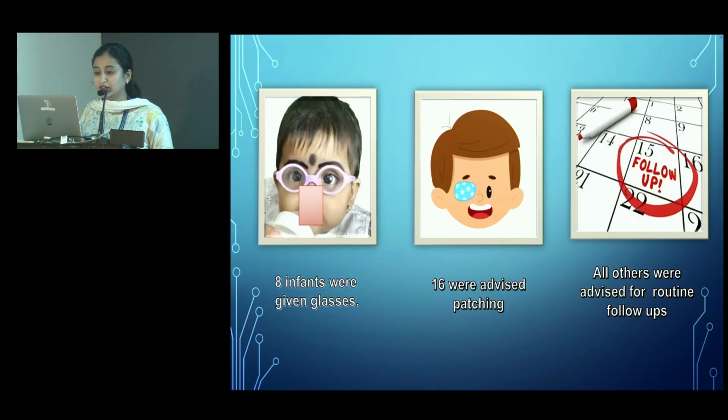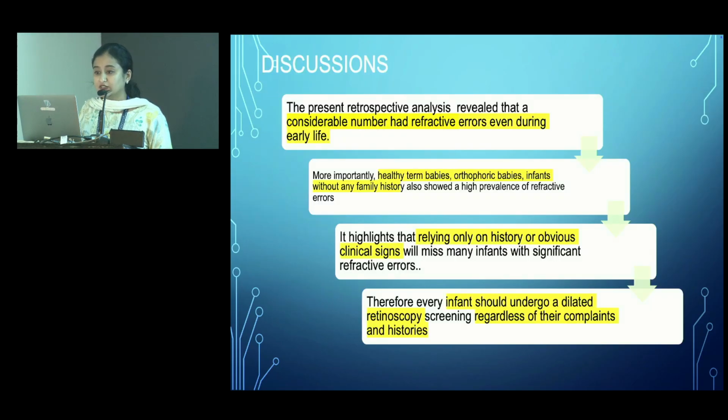Among significant refractive error babies, 8 infants were given glasses, 16 were advised patching, and all others were advised routine follow-ups. Discussion. This study revealed that a considerable number had refractive error even during early life. More importantly, healthy term babies, orthophoric babies, and infants without any family history also showed a high prevalence of refractive error. It highlights that relying only on history or obvious clinical signs will miss many infants with significant refractive error. So all infants should undergo a dilated retinoscopy screening regardless of their complaints and histories.